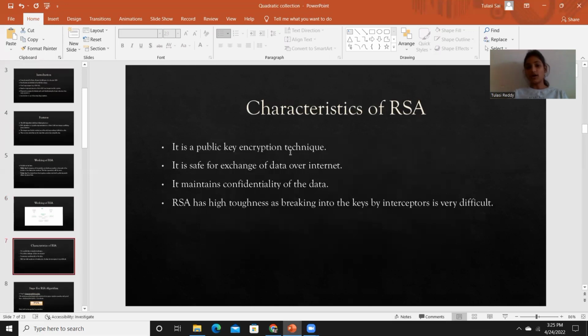Coming to the characteristics of RSA, it is a public key encryption technique. It is safe for exchange of data over the internet. It maintains confidentiality of the data, and RSA has high toughness as breaking into keys by interceptors is very difficult. So now I have discussed the four characteristics of RSA. That is, it is a public key encryption technique, it is safe for exchange of data over the internet, it maintains confidentiality and integrity of the data, and it has high toughness as breaking into keys by interceptors is very difficult.